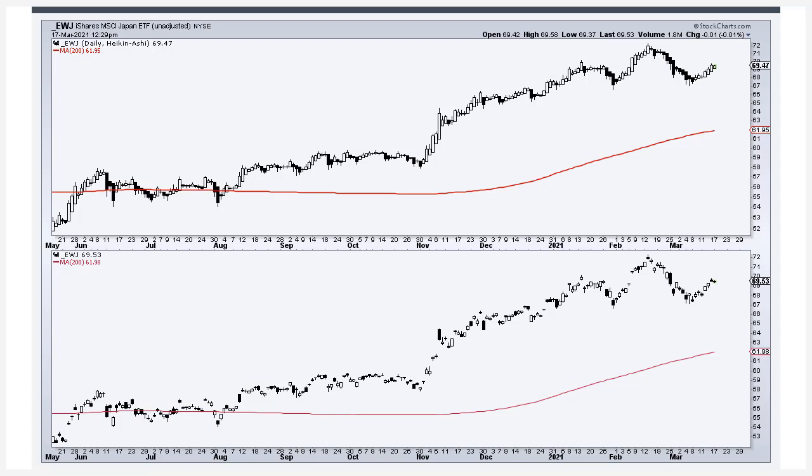So here's a chart that shows them one on top of the other. We've got the Heikin-Ashi candlesticks in the top window, and then we've got the normal candlesticks in the lower window, and this is still the Japan ETF EWJ. And you can see the same patterns are there. You have this consolidation here and a breakout, and we had a consolidation here and a breakout as well. And now we've got this pullback here, and this is the pullback that I want to focus on.